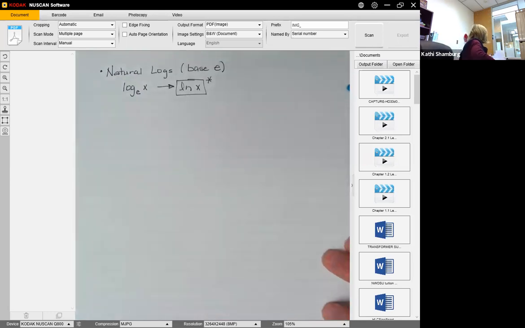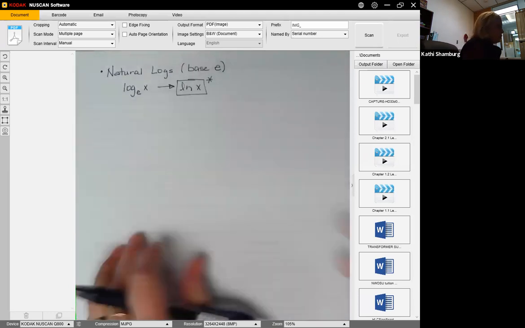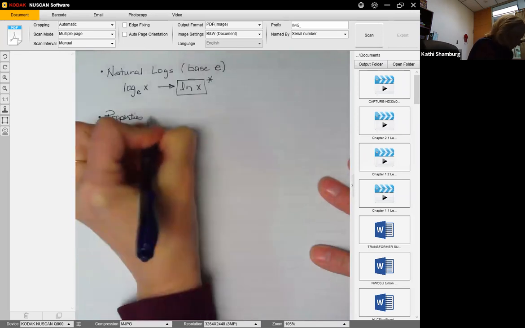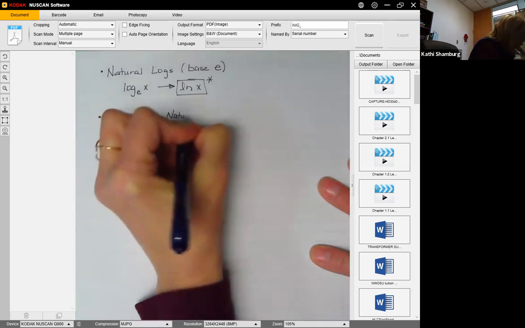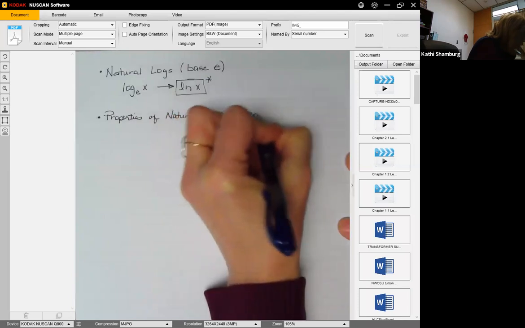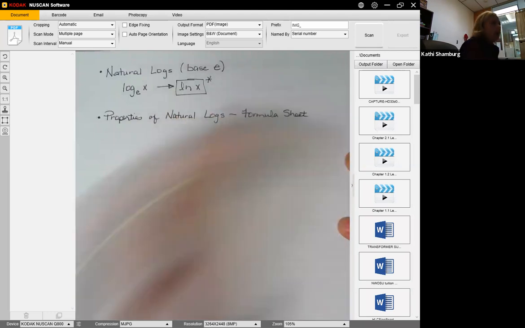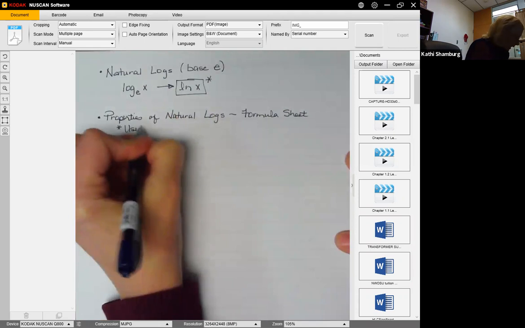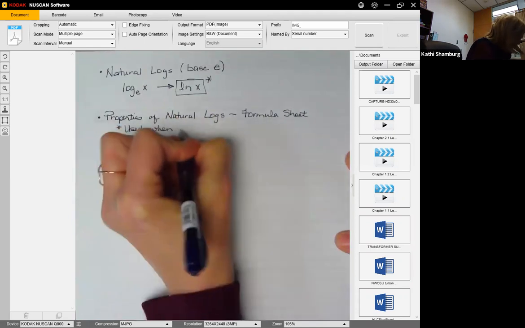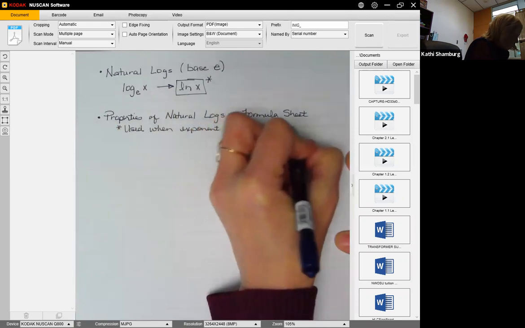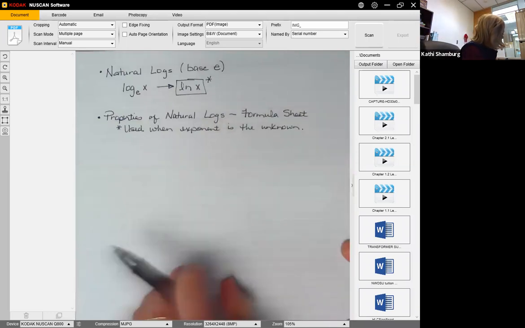So the first thing we need to do is start learning the properties of natural logs. I'm pulling out the formula sheet because I want to refer back to it. Of course, these are provided on your formula sheet. Now, the reason we learn these properties is because these will be applied when the exponent is the unknown. So I'll point that out when we get to it. That might not make a lot of sense right now.